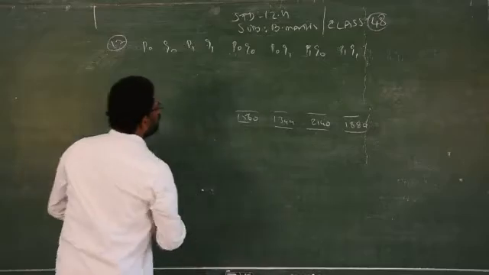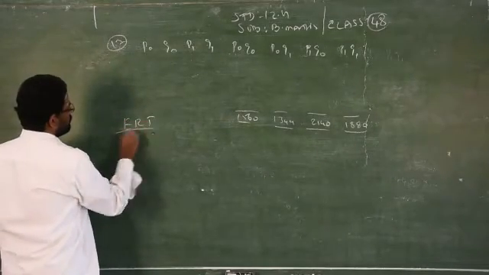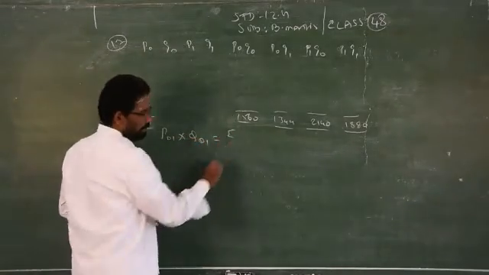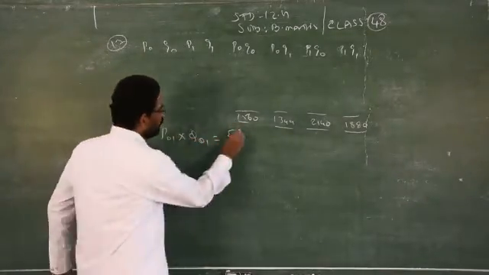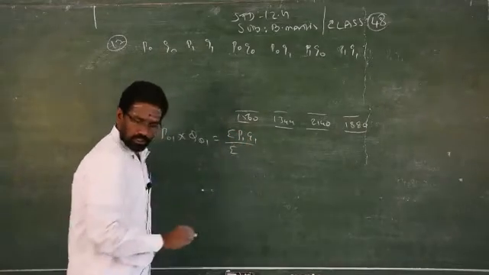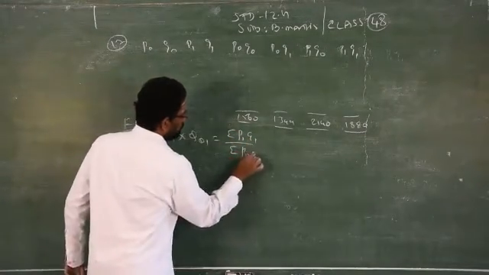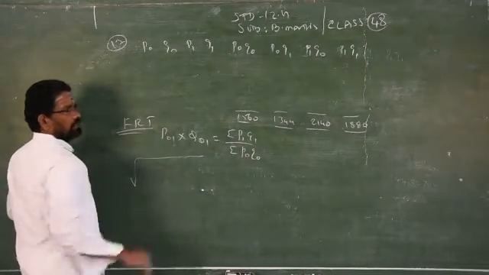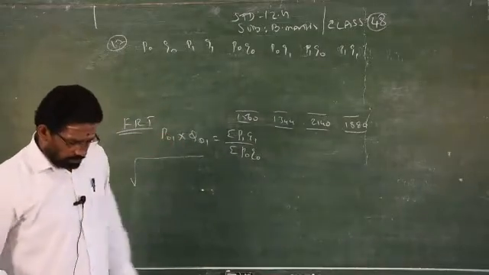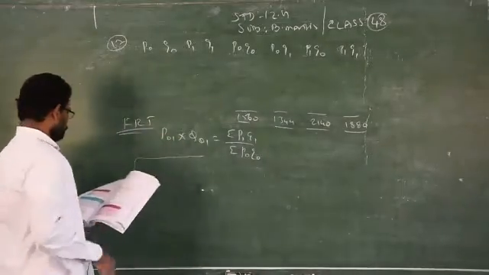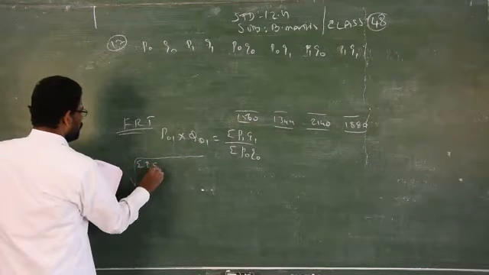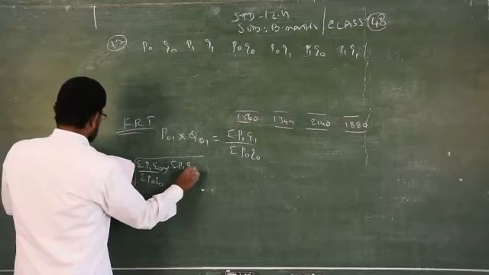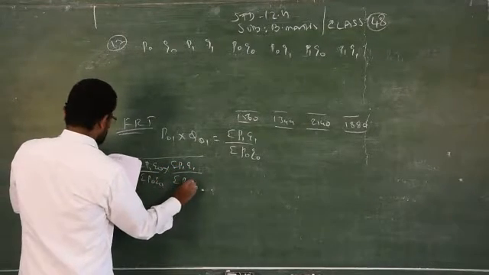You know how to write the formula for FRT, that is factor reversal test. What is the formula? P01 into Q01 is equal to summation. What do you want to prove? P1 Q1 by summation P0 Q0. So this you have to show. Clear. You know how to write P01. Combination of Laspeyres and Paasche's. What is the formula for P01? Summation P1 Q0 by summation P0 Q0 into summation P1 Q1 by summation P0 Q1.